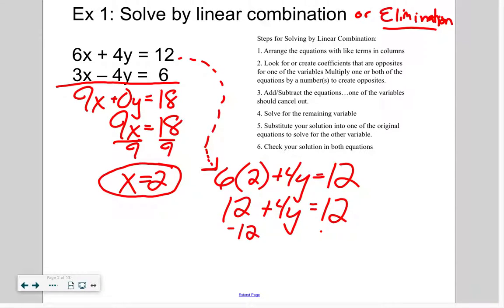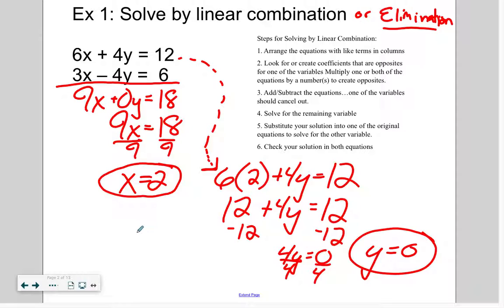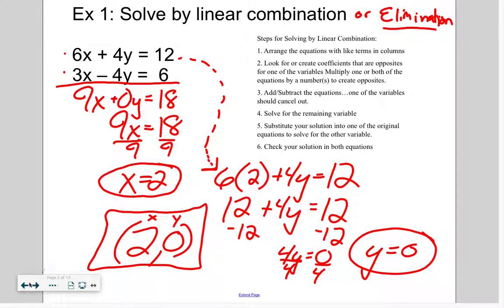We solve for y. We get 4y equals 0. So y is going to equal 0. So our solution is x comma y would be 2 comma 0. And we can check that to make sure it works in both equations. 6 times 2 is 12. 3 times 2 is 6. And I didn't mention the y's because I'm plugging in 0 there. So it is a solution to both equations. That is the correct answer, or the solution to the system of equations.